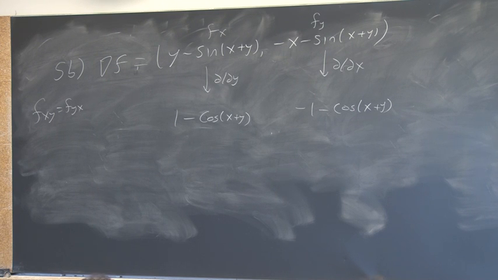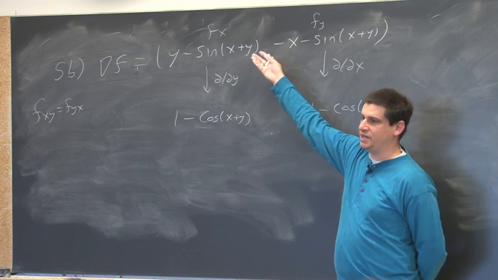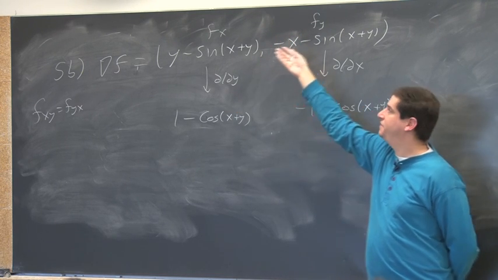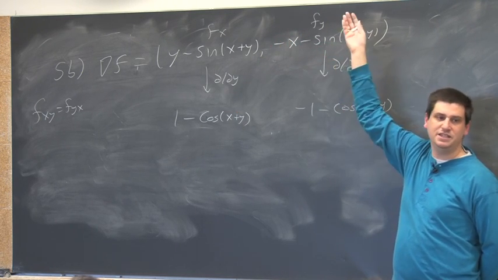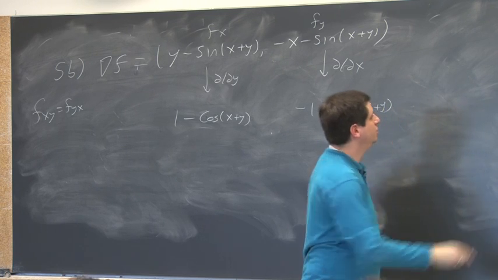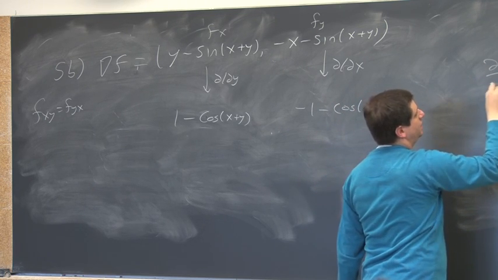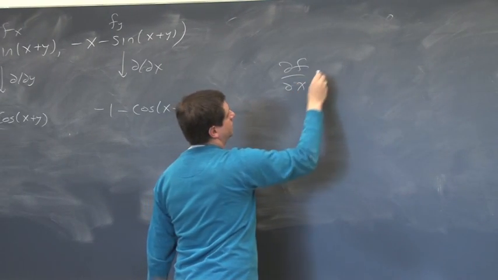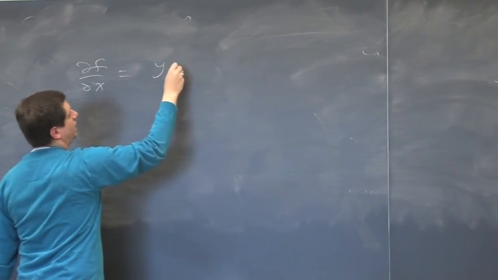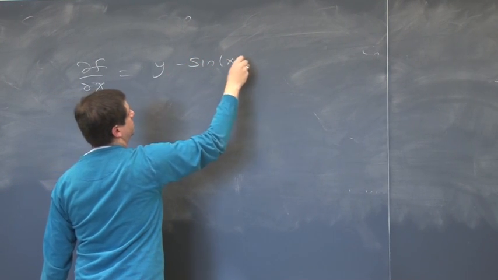There's another way that a lot of people tried. They said, well, look, if this is the derivative of f with respect to x, let's integrate this. And if this is the derivative of f with respect to y, let's integrate that, and let's see if they're the same. So we would have df dx is equal to y minus the sine of x plus y.